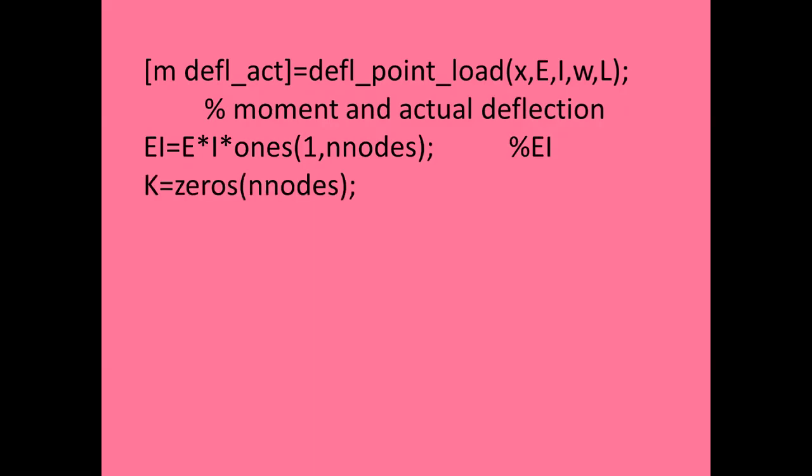Now this command k is equal to zeros and within bracket nodes is going to generate a square matrix of size nodes into nodes, because nodes has a value 21. So this is going to generate a square matrix of size 21 into 21, and it is going to be all zeros everywhere. And this matrix is going to be stored in a variable known as k. K is a standard variable which I use for the stiffness matrix.